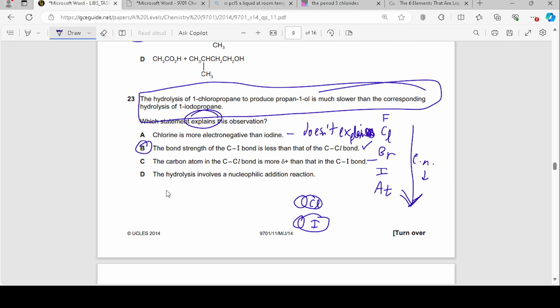But there's also D. The hydrolysis involves a nucleophilic addition reaction. That definitely has to be wrong. If I have 1-iodopropane or something, and that's being hydrolyzed, right?